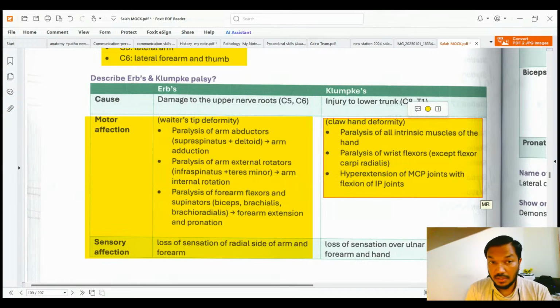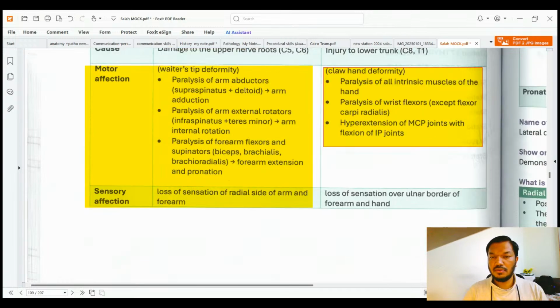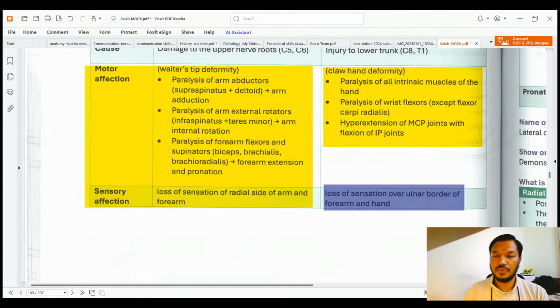In Erb's palsy, sensory affection was only in the arm and forearm. But Klumpke's palsy involves the intrinsic muscles of the hand, so it will be loss of sensation over the ulnar border of the forearm and hand. Here we have forearm and hand.